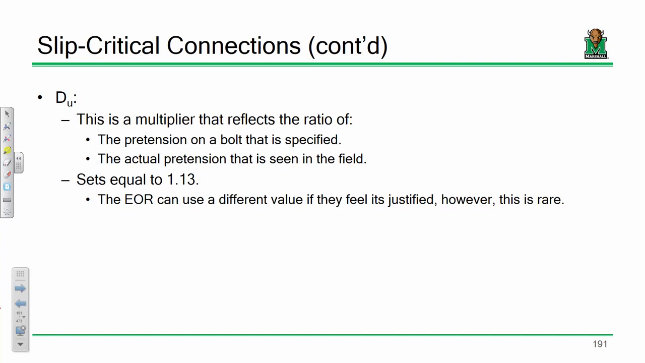Like I said, usually with any of those methods, it's not an issue of not getting enough pretension. We usually end up getting more. In fact, so much more that we adjust this by multiplying our capacity by 1.13.